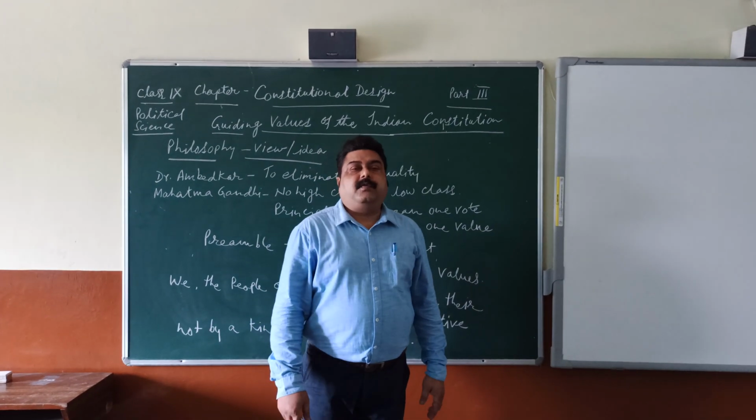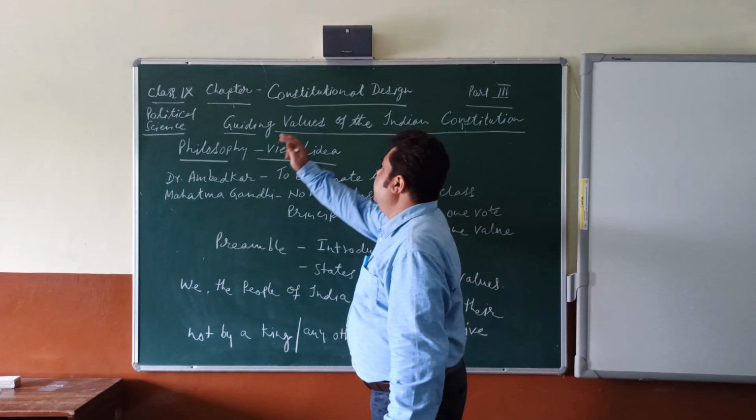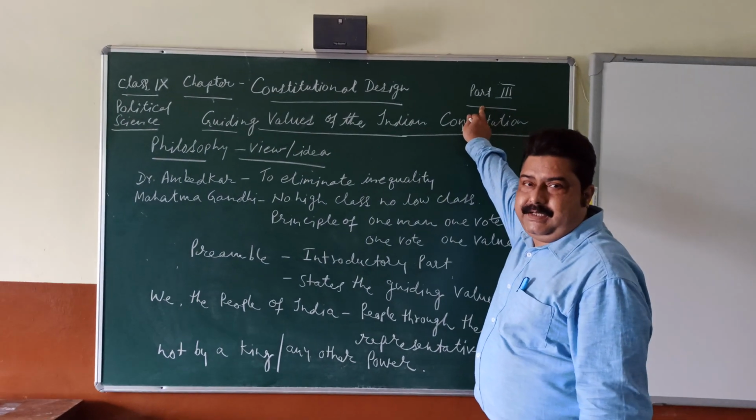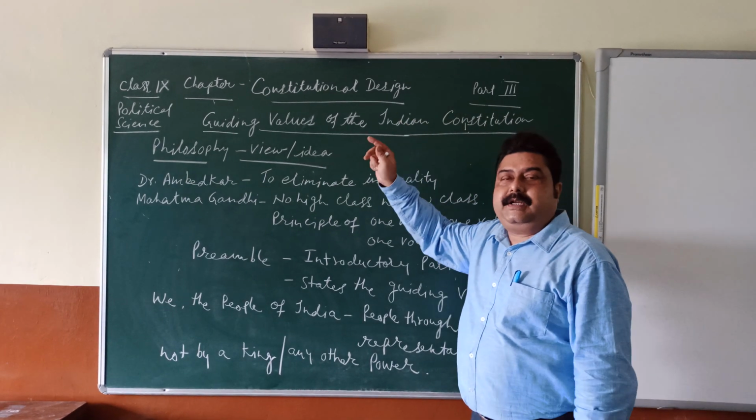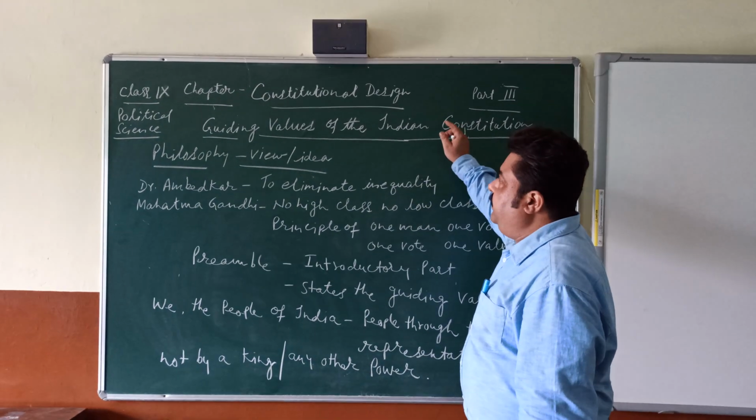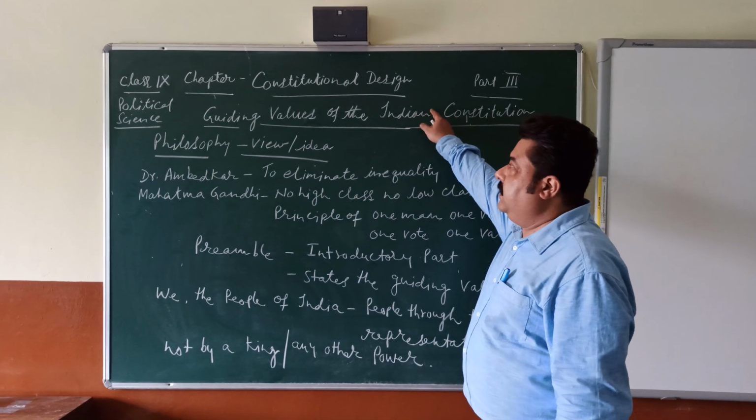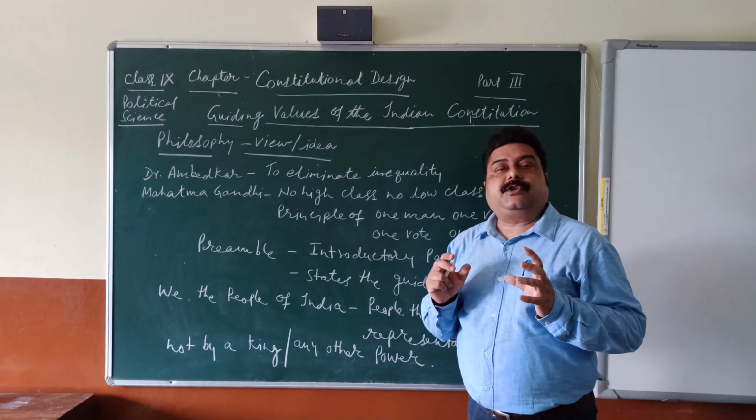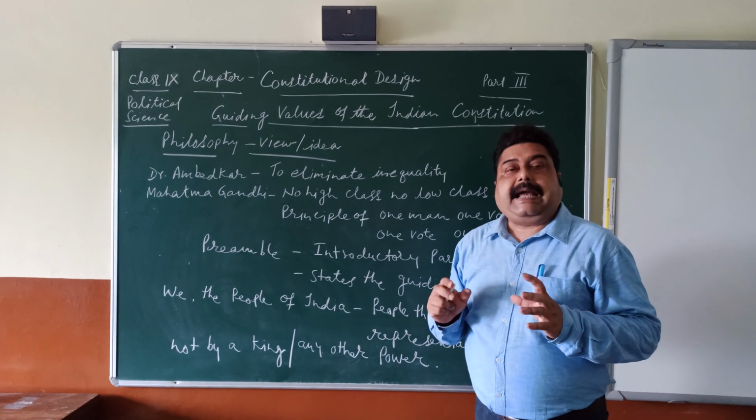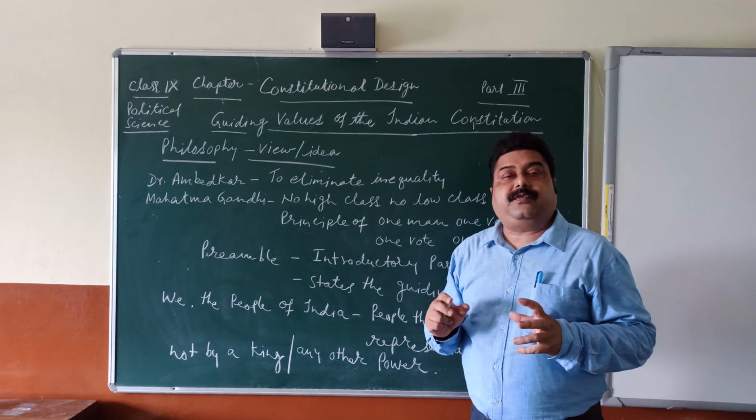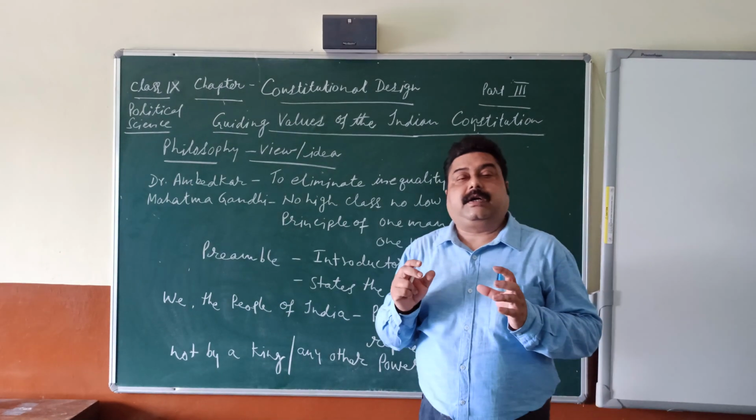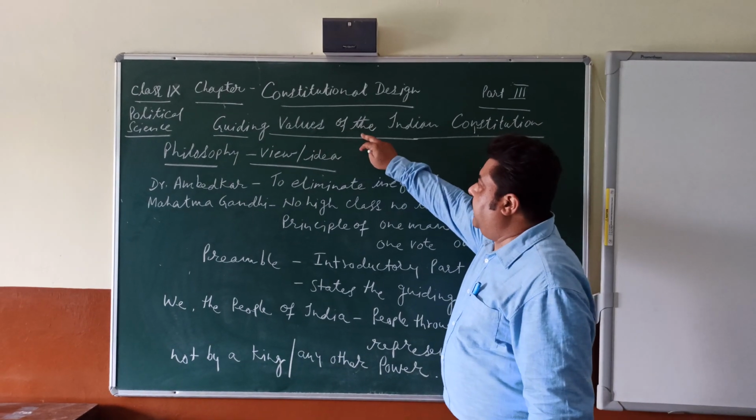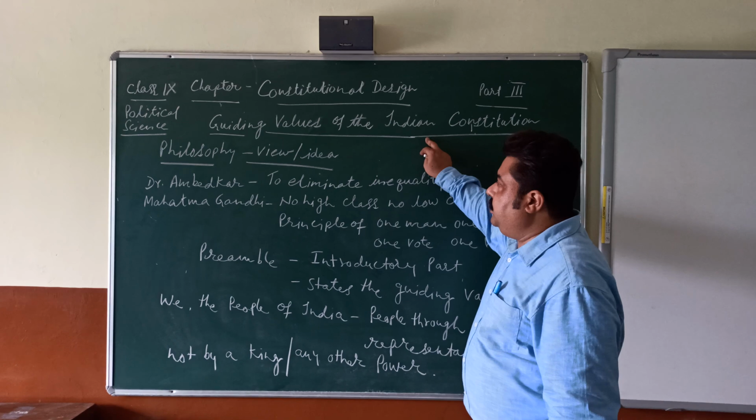Hello students, now we are going to continue the chapter Constitutional Design. We are going to start part 3 because we have divided this chapter into 3 parts. In our previous parts, we discussed the formation of the Constitution, how the Constitution of India was formed, and we have studied that it was formed through the Constituent Assembly. Now we are going to study what were the guiding values of the Indian Constitution.